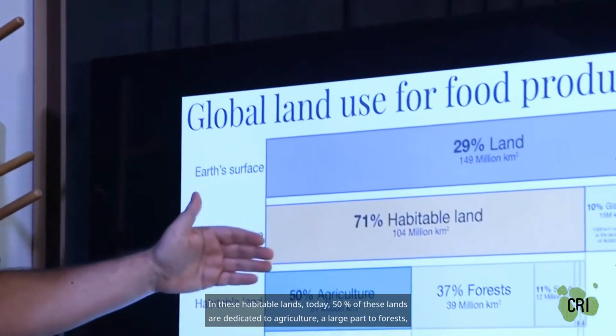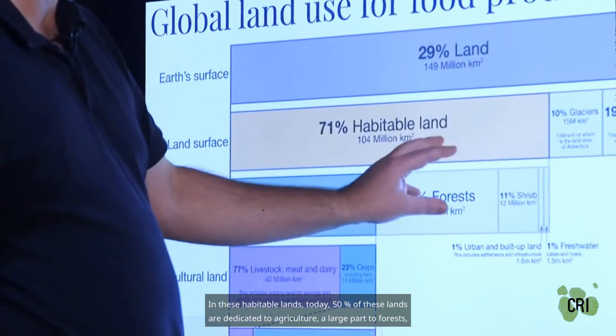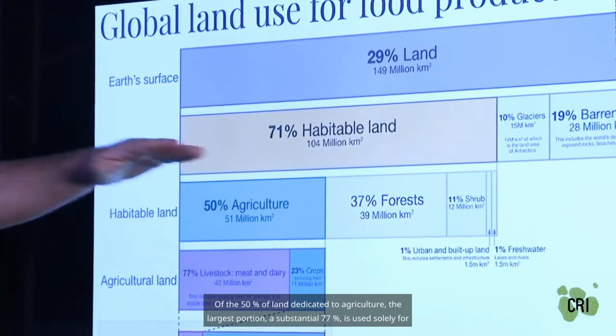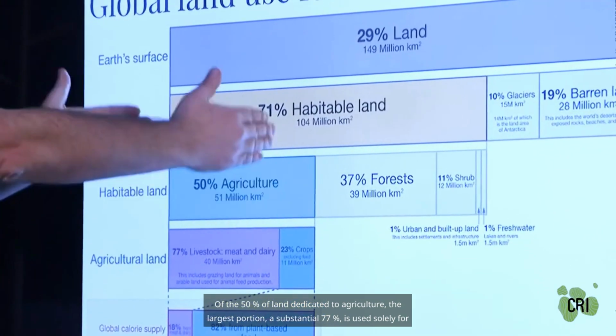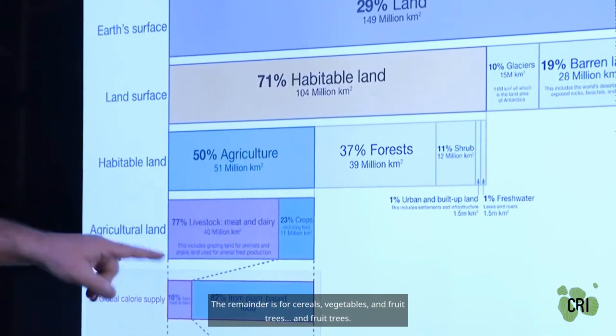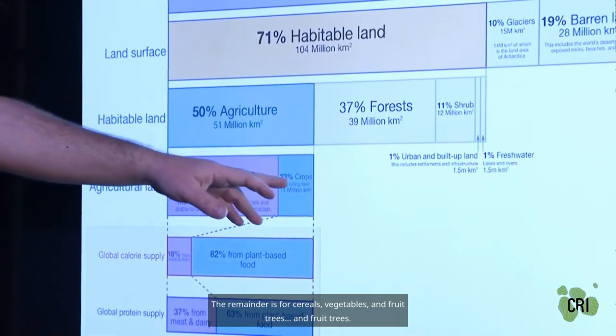In these habitable lands, today, 50% of these lands are dedicated to agriculture, a large part to forests, and then the other ecosystems that are presented here. Of the 50% of land dedicated to agriculture, the largest portion, a substantial 77%, is used solely for livestock. The remainder is for cereals, vegetables, and fruit trees.